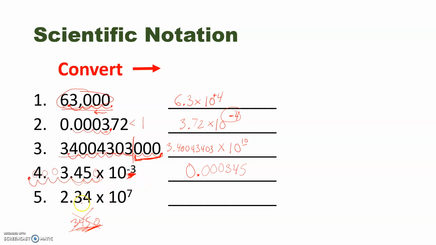So let's do the last one quick here. This is a positive, so it's going to be a big number. So I go 1, 2, 3, 4, 5, 6, 7. 1, 2, 3, 4, 5 zeros need to be filled in. So 2, 3, 4, 1, 2, 3, 4, 5 zeros. You can put the commas in there if you'd like. And that's how you do scientific notation.